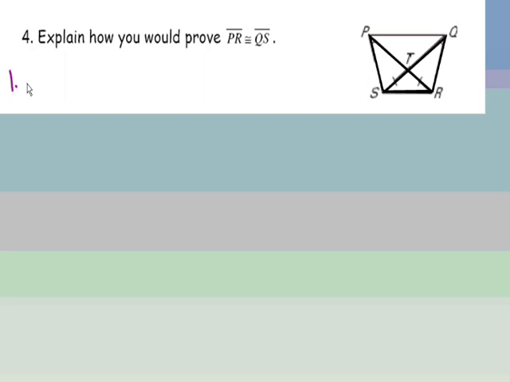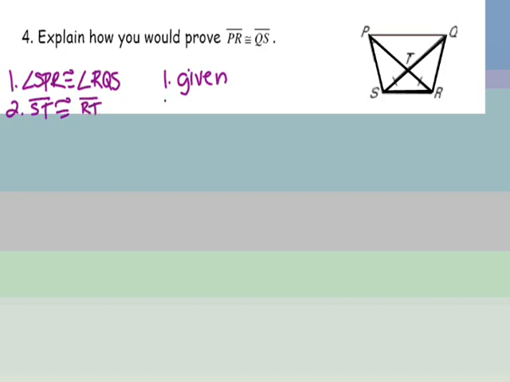I know that angle SPR is congruent to angle RQS. And I can't just use the letter of it because there's multiple angle P's and multiple angle Q's. So that is given. And then the other piece of information I'm given is that segment ST is congruent to segment RT. And that is my given.